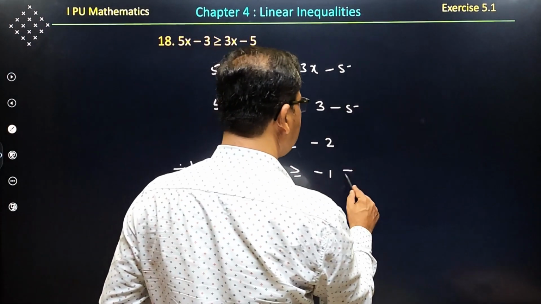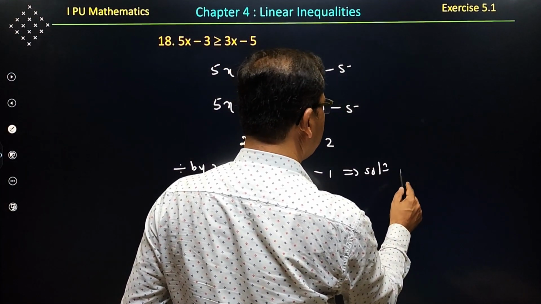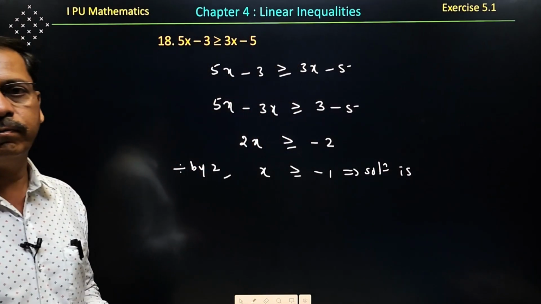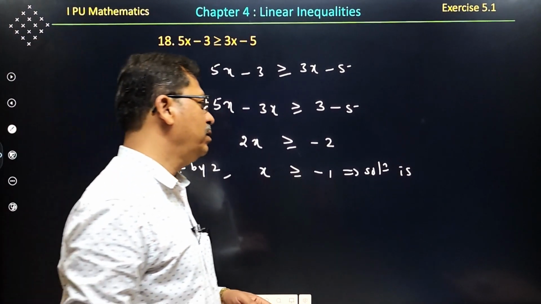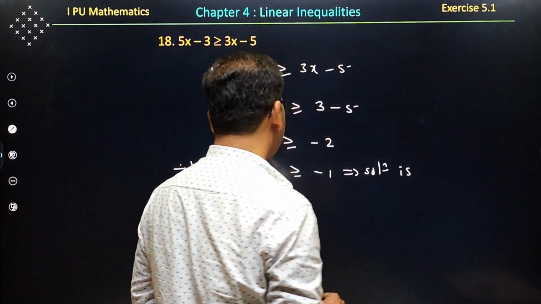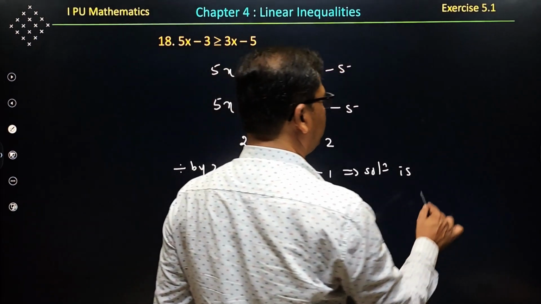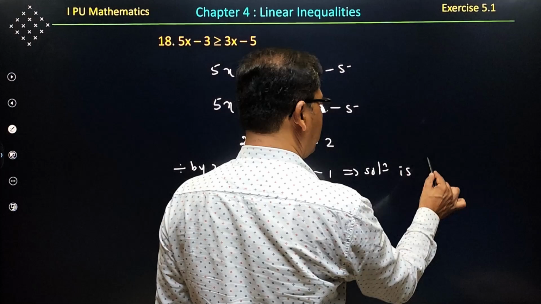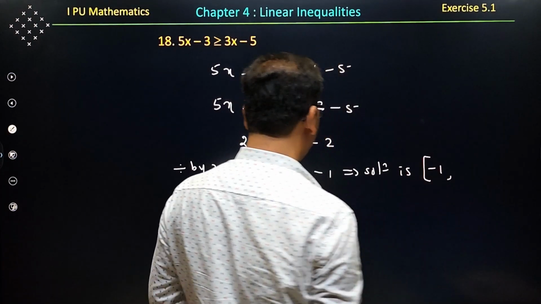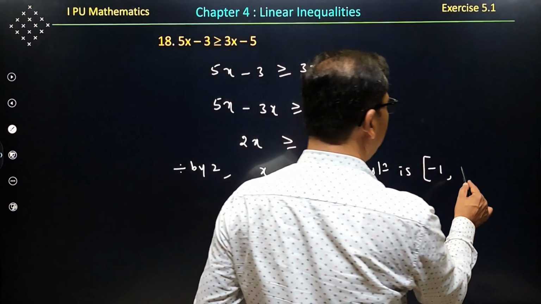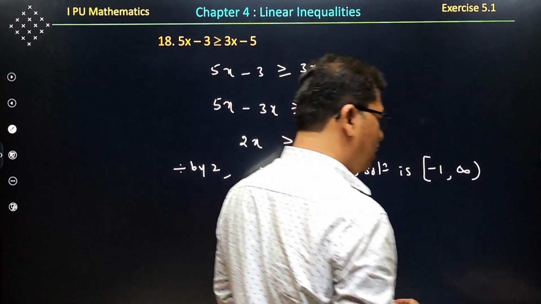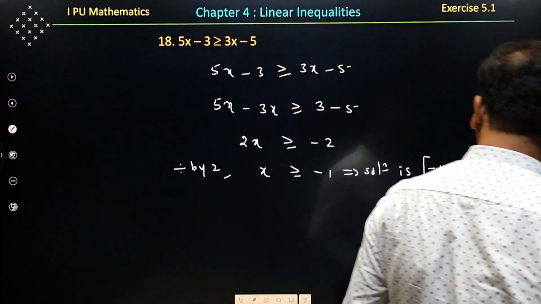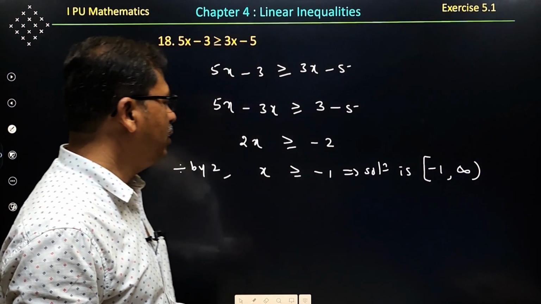This means the solution set is greater than or equal to minus 1, that is, minus 1 onwards. Minus 1 is included here, that's why we need to show a square bracket. Square bracket minus 1, and greater than minus 1 means up to infinity. So minus 1 to infinity. The left side is closed, the right side is open here.